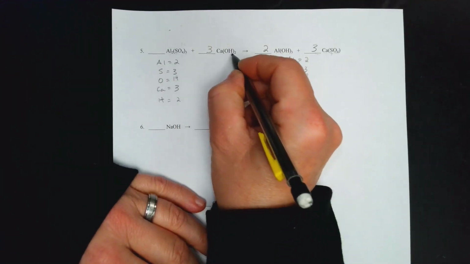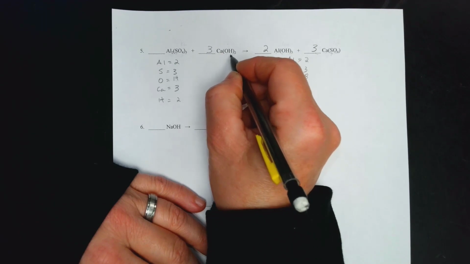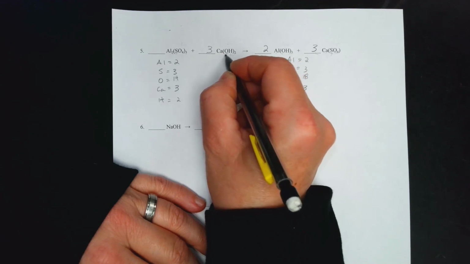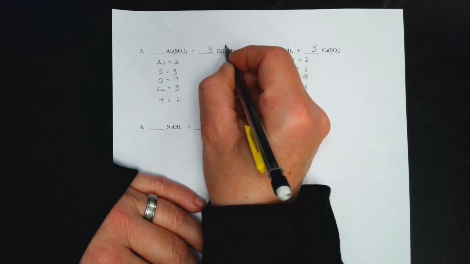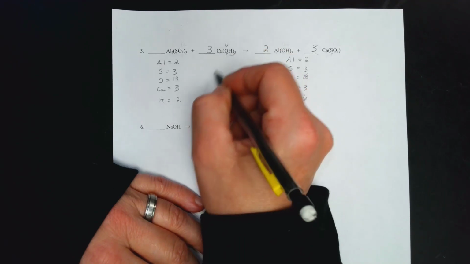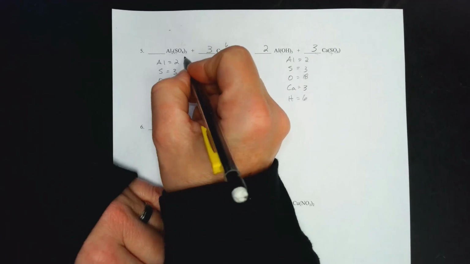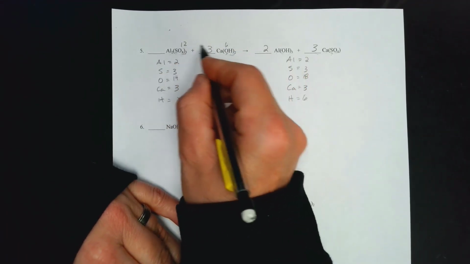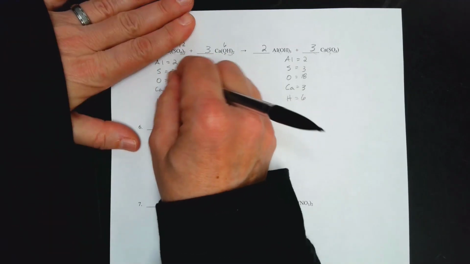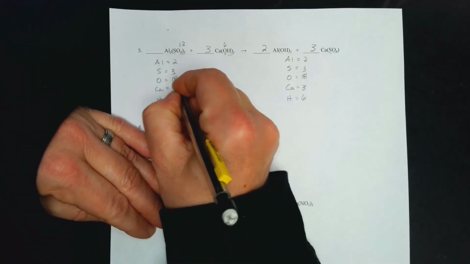We have to update what's in here. So we had 2 oxygens, but we have to multiply it by 3. That gives us 6 oxygens right here. Okay. And then over here, don't forget these oxygens, we had 12. What's 12 plus 6? 12 plus 6 is 18.